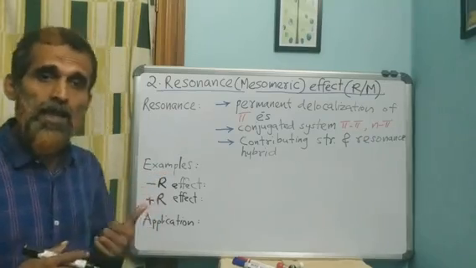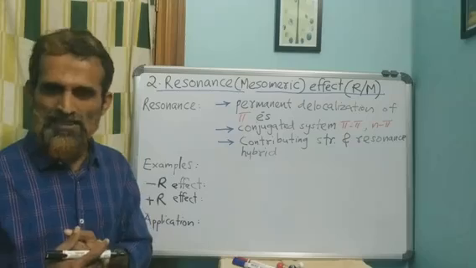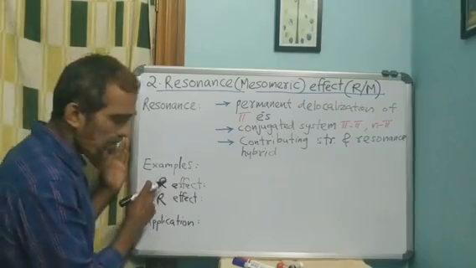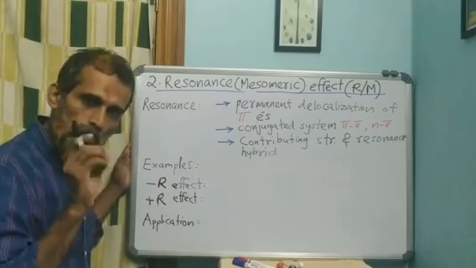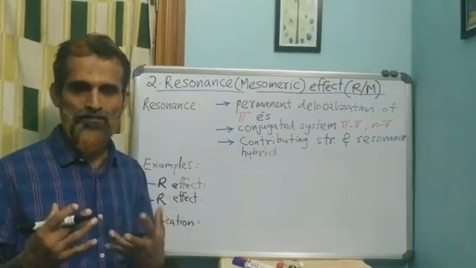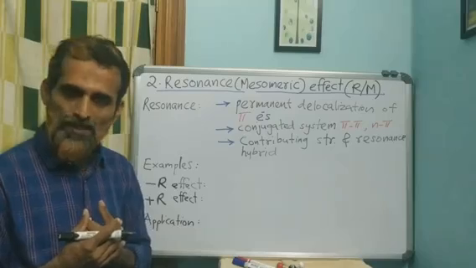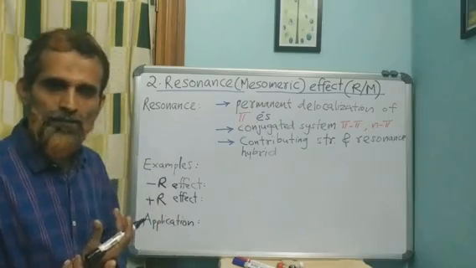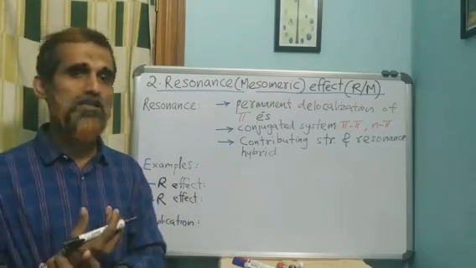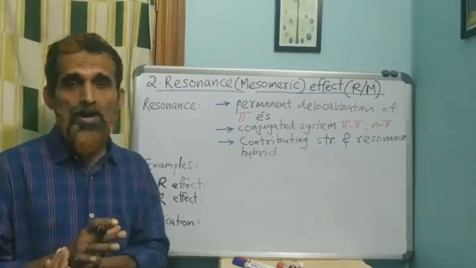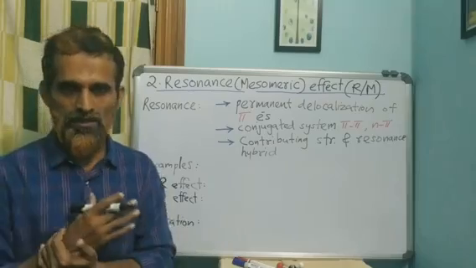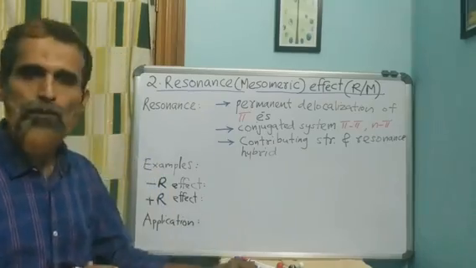What is minus R? Electron withdrawing resonance effect, and plus R, electron donating resonance effect. So minus R or minus M groups are those groups which withdraw electrons towards them, withdraw the pi electrons towards them, and they acquire negative polarity. Whereas plus R or plus M effect is electron donating resonance effect, means certain functional groups will have lone pairs and they donate their electrons away from them and they develop a positive polarity.